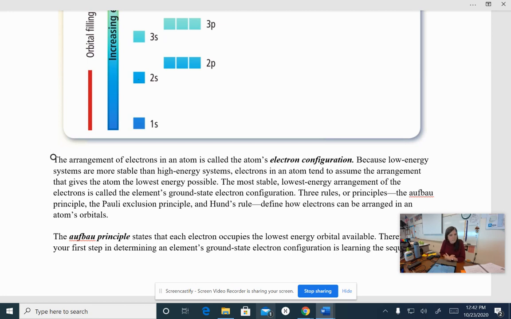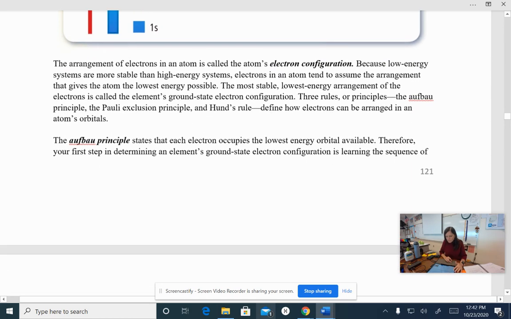3 rules or principles: the Aufbau principle, where we go from the lowest energy up; the Pauli exclusion principle, where we cannot have electrons having the same spin in an orbital. Remember, we have to have an up spin and a down spin. And Hund's rule, where the electrons at the same energy level will go into single orbitals instead of sharing, define how electrons can be arranged.